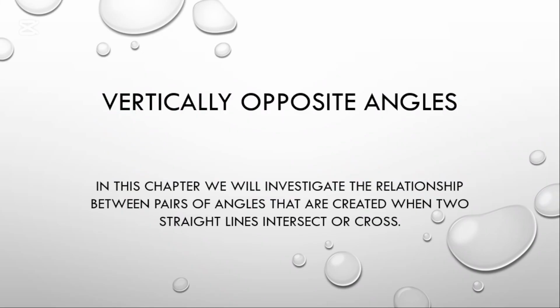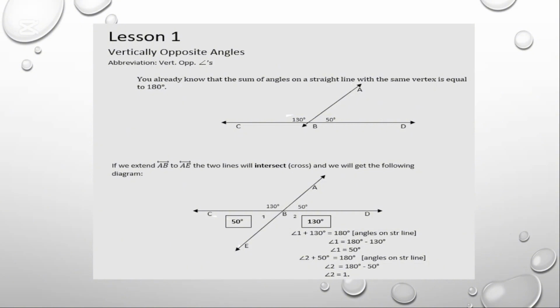Good day, everyone. In this chapter, we will investigate the relationship between pairs of angles that are created when two straight lines intersect or cross. Lesson 1, and we call this vertically opposite angles, our abbreviation vertically opposite angles.